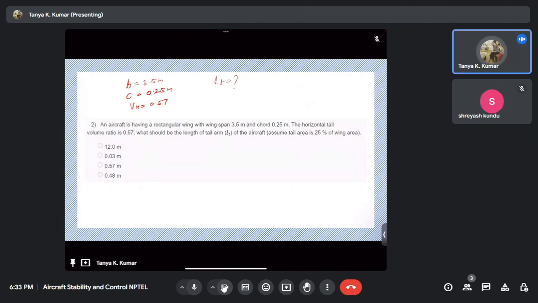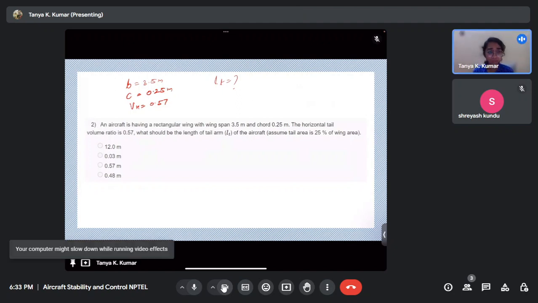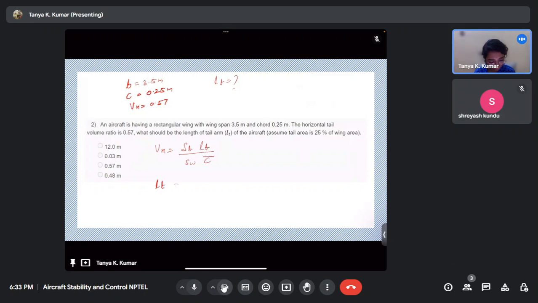Okay, so this is fairly simple. We have done this formula multiple times. It's VH is ST LT by S wing C bar. They've asked you to find out LT. So LT is VH S wing by ST into C bar.